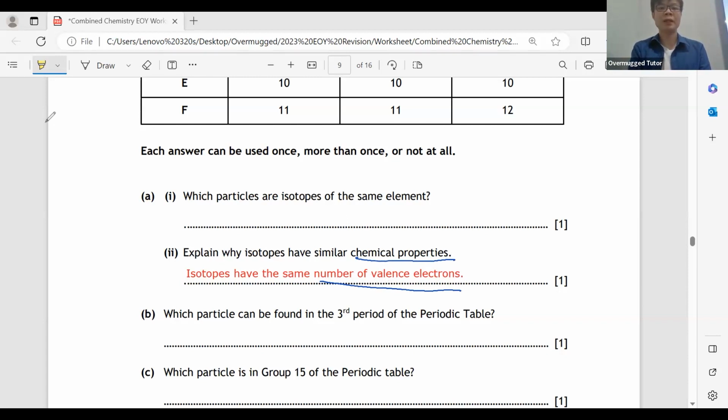Then which particle is found in the third period? Just now you all denoted this sodium, right? So yes, it's F. Make sure that you use the letters that they give, not the actual substance that you wrote. Common careless mistake also. Group 15, or for the set four, group 5. This will be your nitrogen, so it should be A. Particle, no S, so only one answer. That's how you tell also.